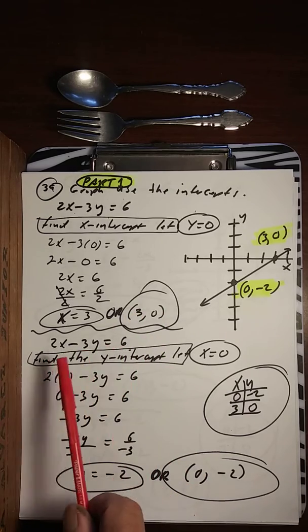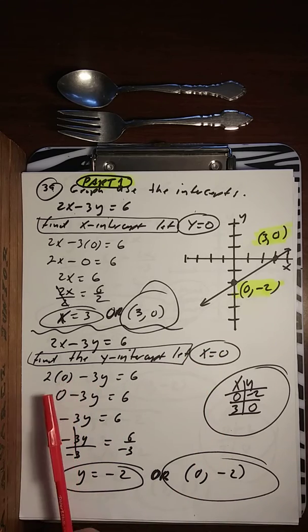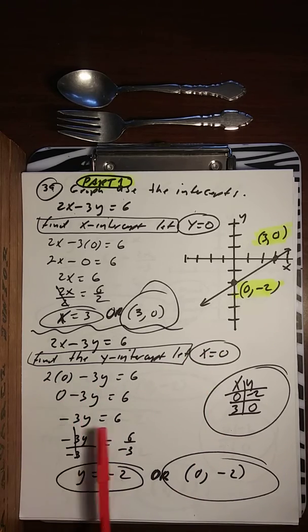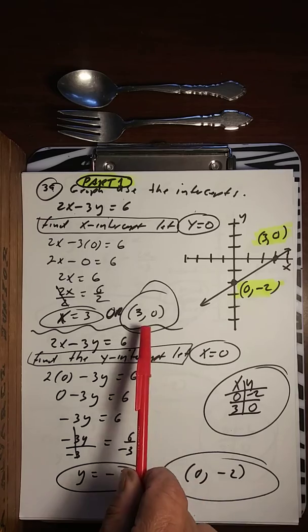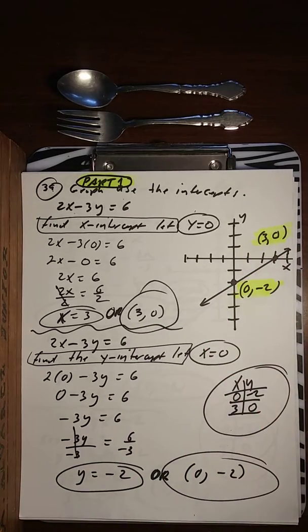The other one: 2x minus 3y equals 6. Find the y-intercept. Let x equal 0. Put a 0 here. 2 times that is 0. 0 minus 3y equals 6. Divide by negative 3. So y is what? Negative 2. So you have (0, -2). We have 2 points: (3, 0) and (0, -2). Put the numbers in the points and connect them.